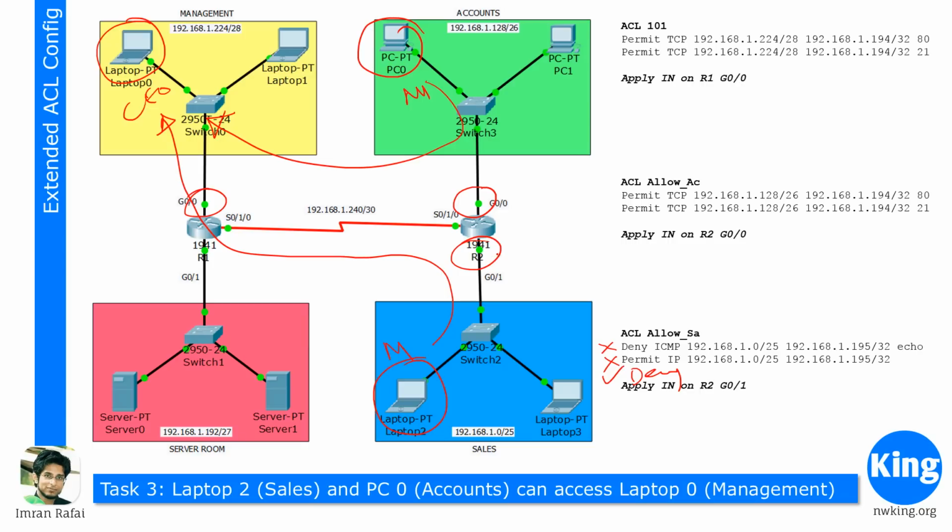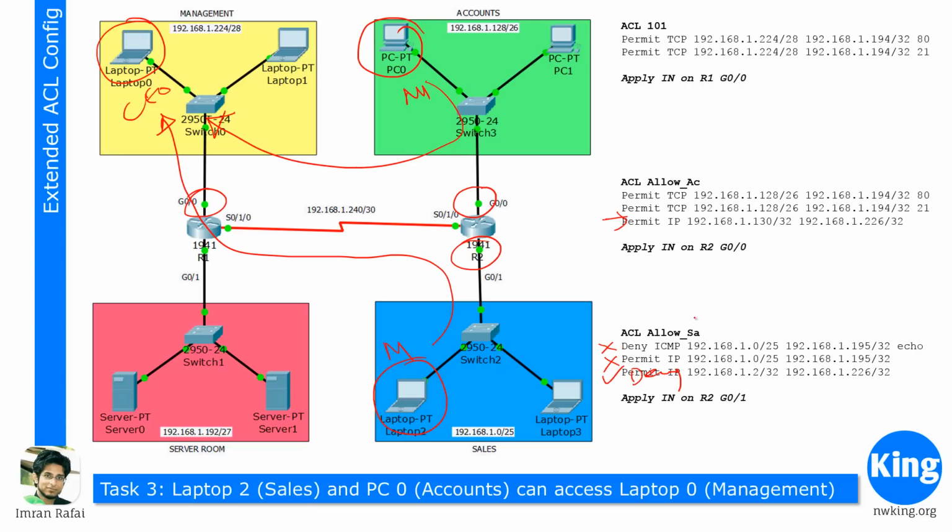Now we need to do something. We need to add more ACL statements to allow this computer to go through, and similarly we need to allow in this ACL also. We need to add more ACL commands to let that traffic through. So what do we do? We need to allow. So let me look at that.